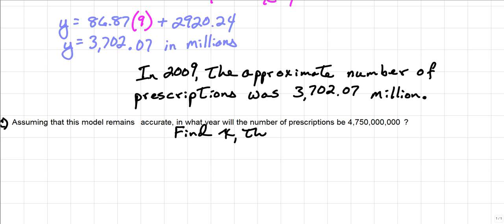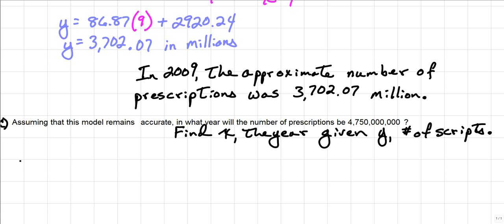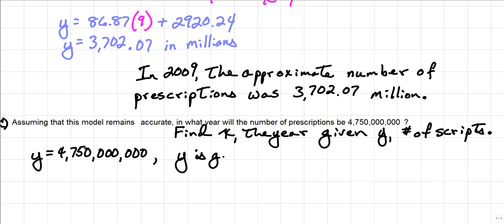x, which is the year, given y, which is the number of scripts. So we know that in this case y is going to be equal to 4,750,000,000. However, the problem states that y is given in millions. So I'm going to need to do some rearrangement of this number.